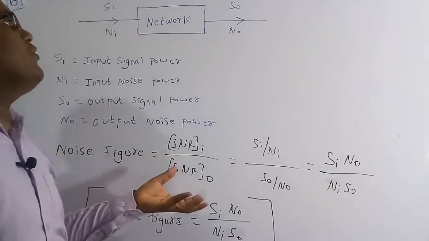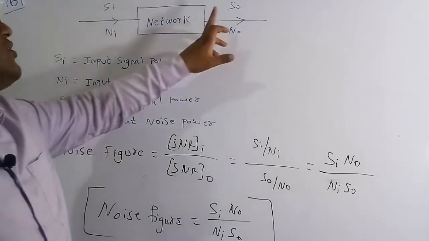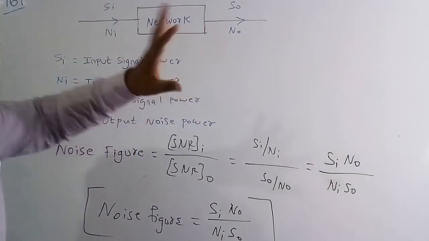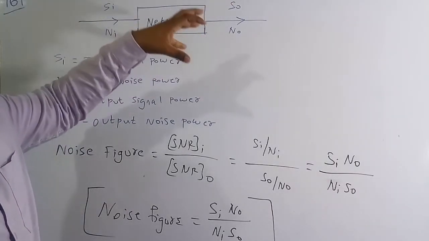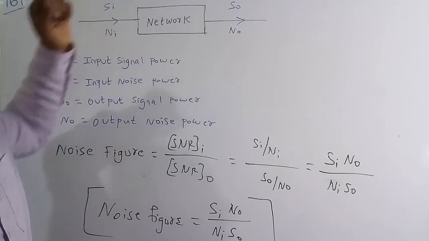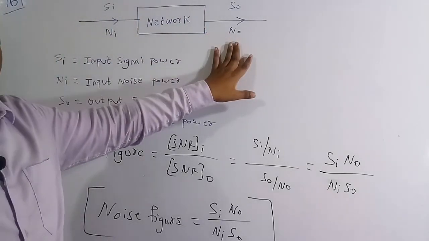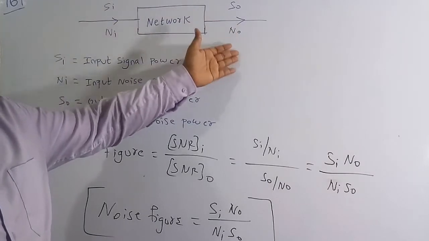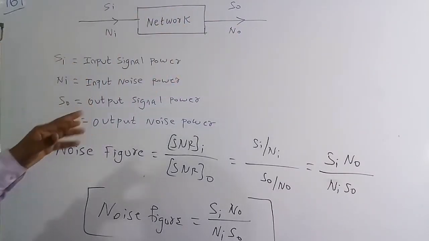So what is the power which is present in that noise is nothing but NI, and similarly S0 is called as the output signal power. So at output the actual signal we are going to get, how much is the power present in that signal, which is S0, and N0 is called as the output noise signal. So at output there will be some amount of noise, so what is the power which is present in the output, that is called as the N0.